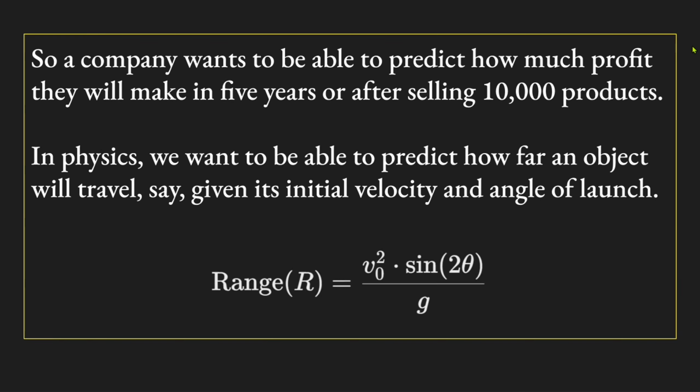So a company wants to be able to predict how much profit they will make in 5 years after selling 10,000 products. In physics, we want to be able to predict how far an object will travel, say, given its initial velocity and angle of launch. So given the angle theta here, and the initial velocity v0, we can predict the range, the horizontal distance, not the vertical distance. This denotes the horizontal distance that the object goes. And g here denotes the acceleration due to gravity.